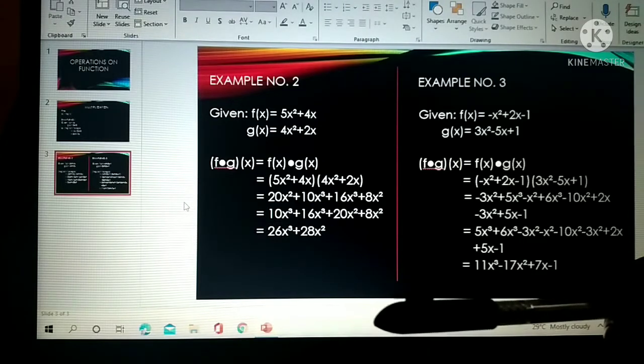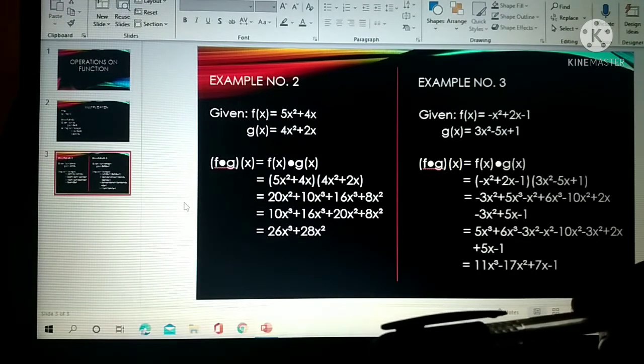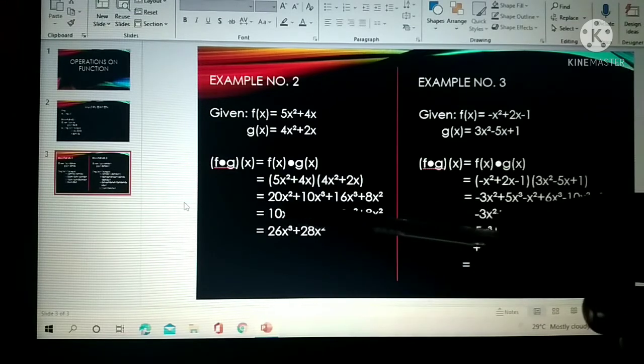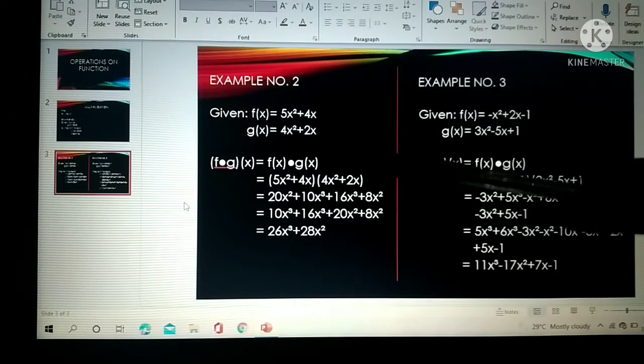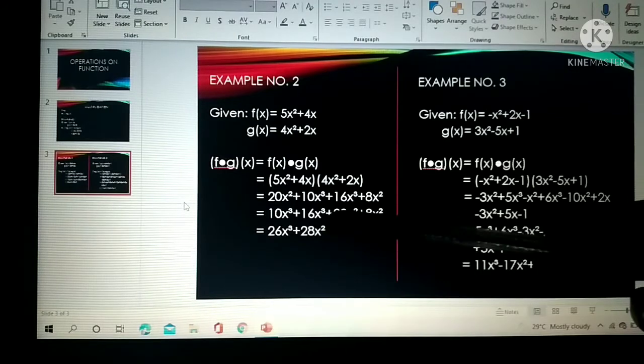Do you remember, when you were in senior high or junior high, did you use the FOIL method? FOIL means first, outer, inner, and last. So let us multiply 5x squared times 4x squared is 20x squared, and 5x squared times 2x is 10x cubed. Why is it 10x cubed? Since the rule in multiplying exponents is that if they are different, we need to add. But if it is the same, we need to copy their common exponent.